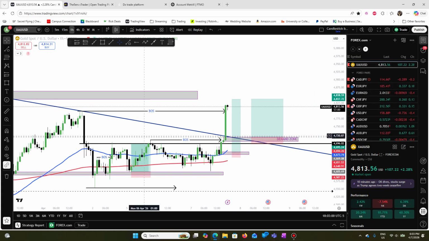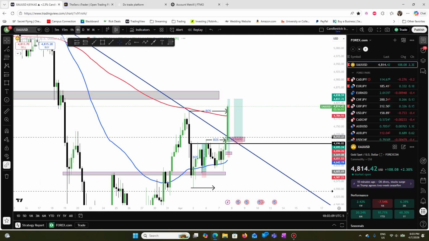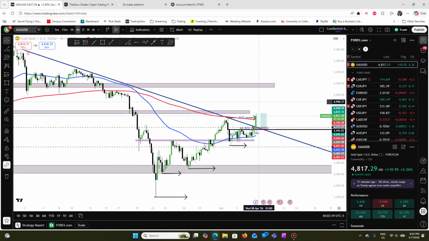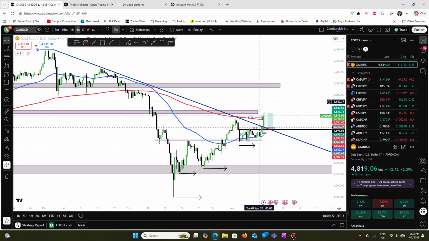So with our alarm, with our alert, we would know if this happens. And usually with trend lines, what we see is the trend line gets broken and then the market comes back and retests before going back up. That's usually what happens with trend lines most of the time.